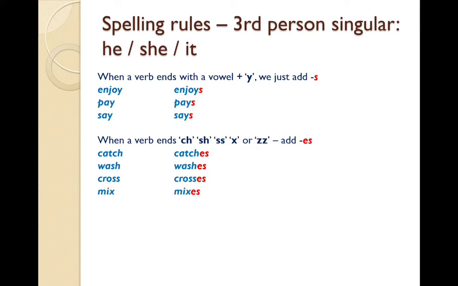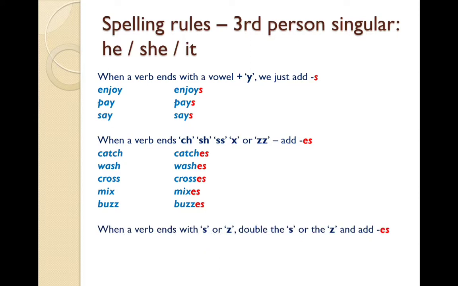Mix, mixes. Buzz, buzzes. When a verb ends with s or z, we double the s or the z and add es. Quiz, quizzes. Gas, gases.